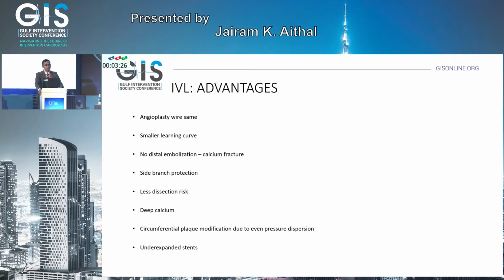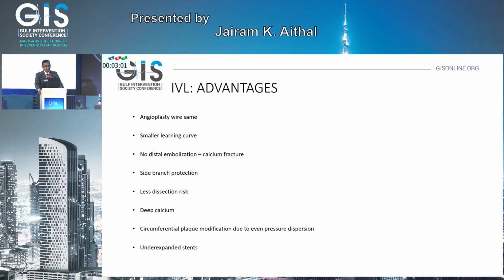What are the advantages? You use the same 0.14 wire, so you can continue your angioplasty over this wire. It has a smaller learning curve because it's pretty much doing a modified angioplasty. There is no risk of distal embolization because it only helps to fracture the plaque and not really debulk it. You can protect the side branch with another wire, which you cannot do with a rotablator. You can't put a side branch wire.